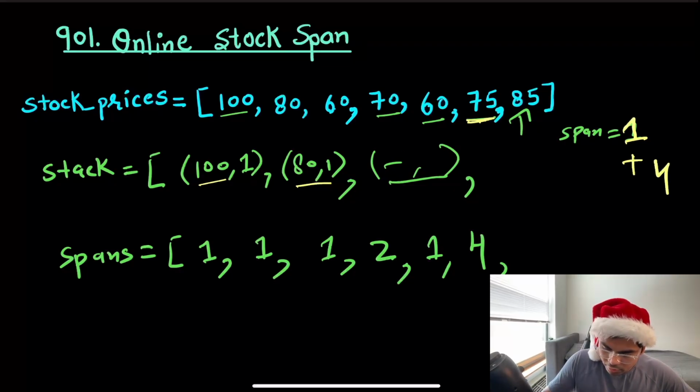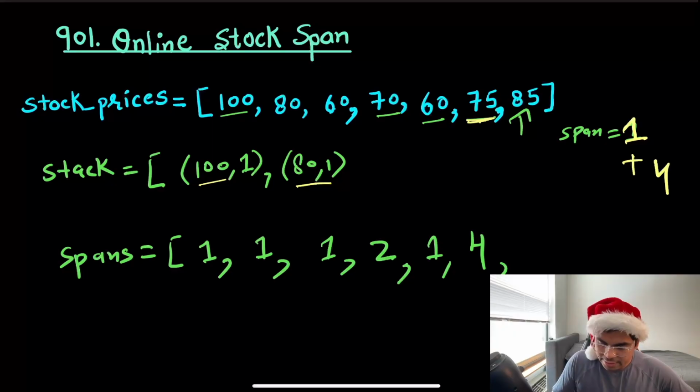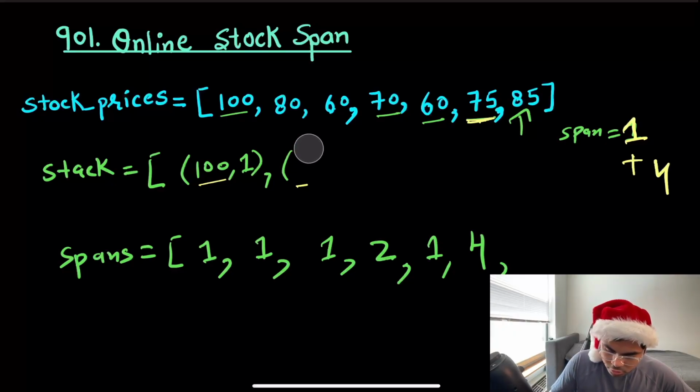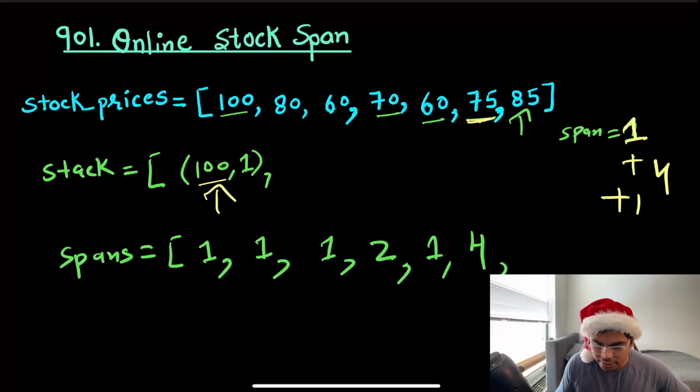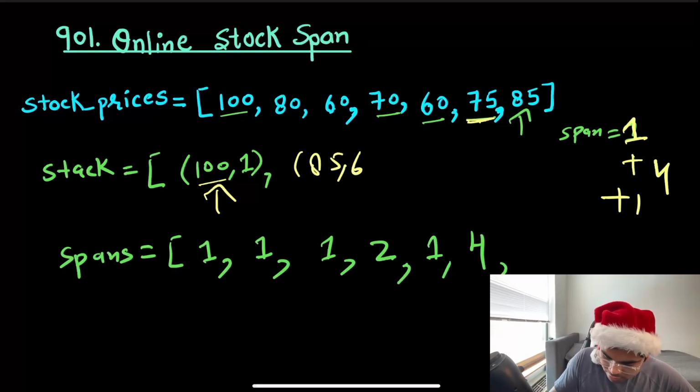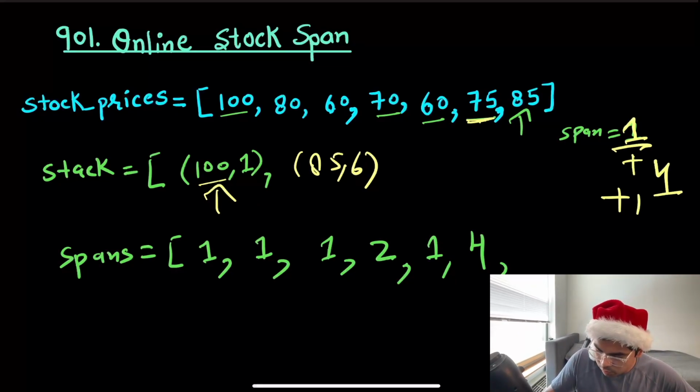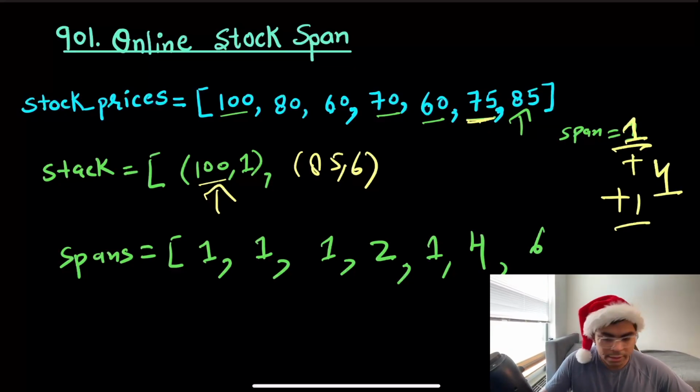pop this thing off, pop everything off from here, then check 80 is less than 85, so I'm gonna pop this also off and then add that to my answer. Now 100 is not lesser than 85, so that's it. And here finally I will append that 85 with answer 6, because 1 plus 4 plus 1, 6, so final answer would be 6 right here.